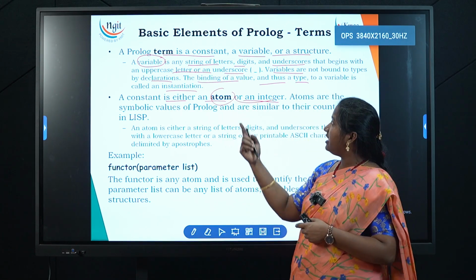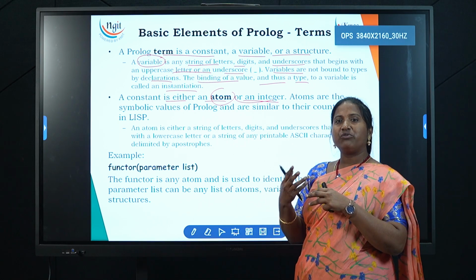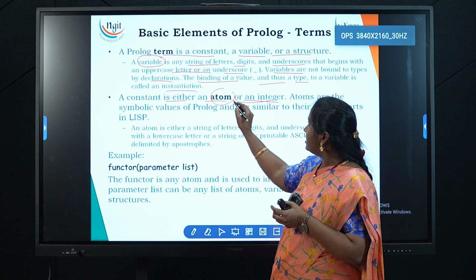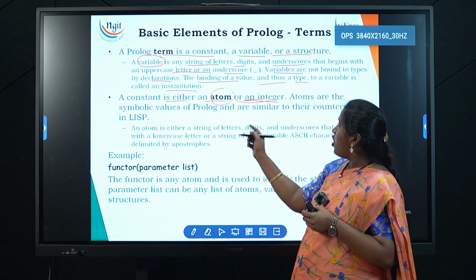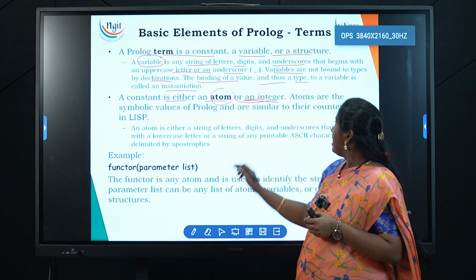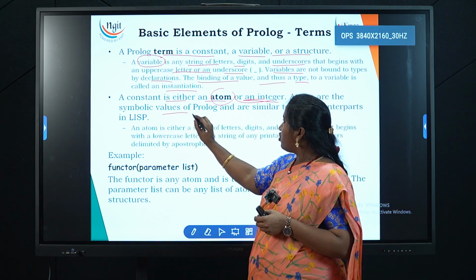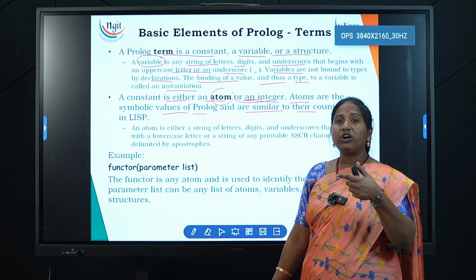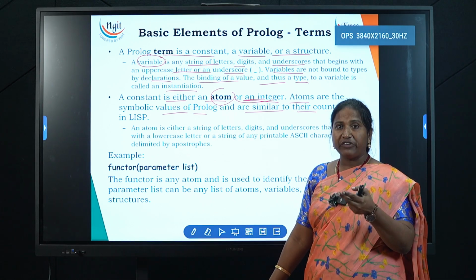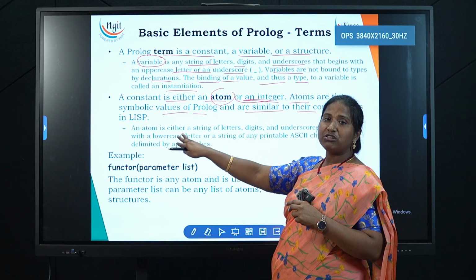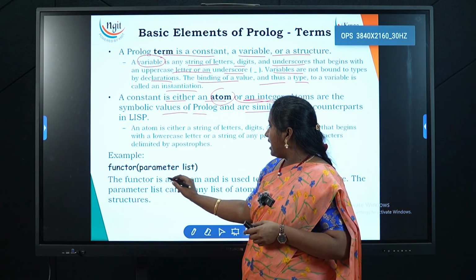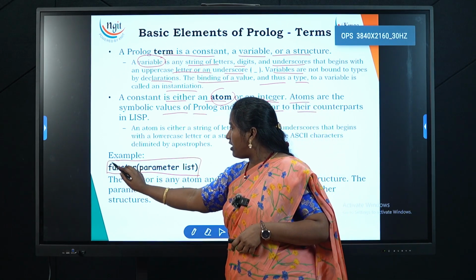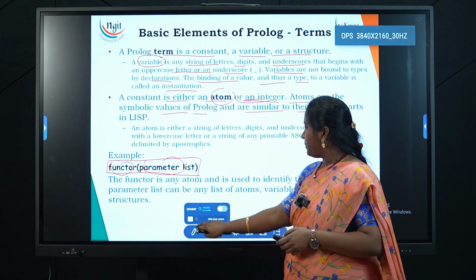If it is a variable, it can be a string of letters or words, or it may be a token that you are representing. If it is a constant, it will be an integer. So all the constants we call by the name of atom. Atoms are the symbolic values of Prolog and are similar to their counterparts in Lisp. So whatever atoms we were talking about here in the place of integer, now that can also be included in Lisp. Right, now you can see this is the syntax of declarative semantics: functor and parameter list.